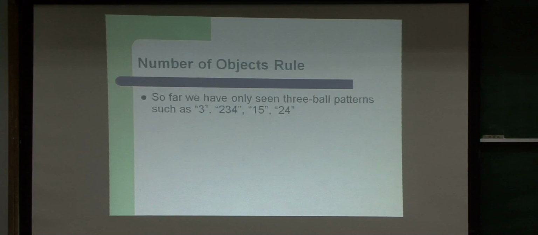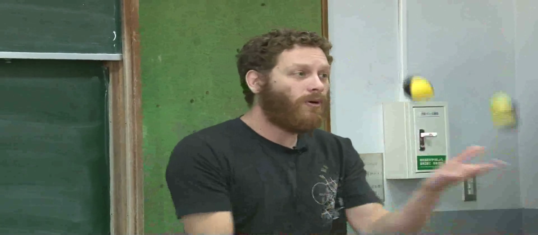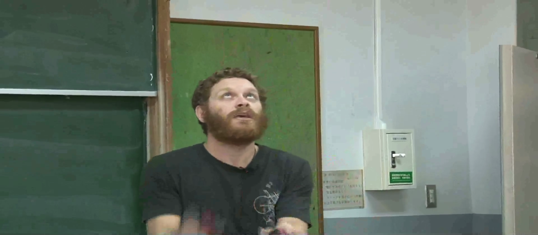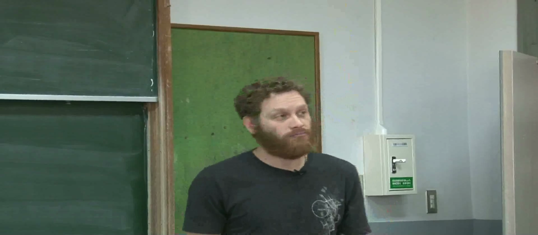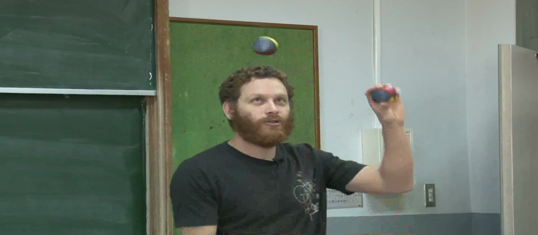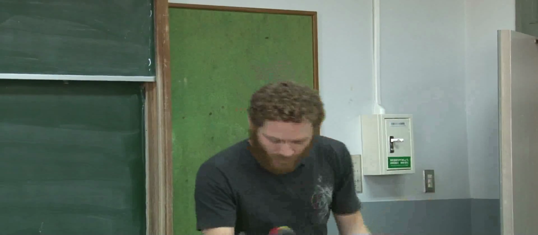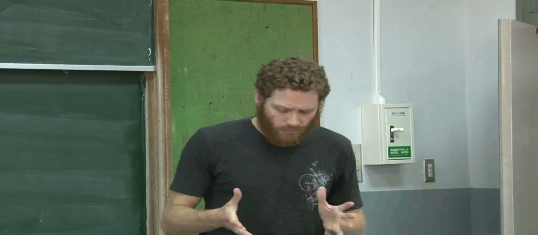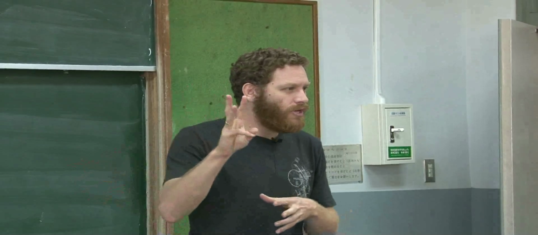We've also got the number of objects rule. So far, I've shown you these sorts of patterns. I've shown you, say, the pattern number 3. If you remember, there's 3. Here's 2, 3, 4. I'll just remind you. What else do we have? Oh yeah, 1, 5 or 5, 1 is just this one. And 2, 4 is the boring old, just hold on to one ball across the beats. So there are some examples, but each of these patterns use 3 balls.